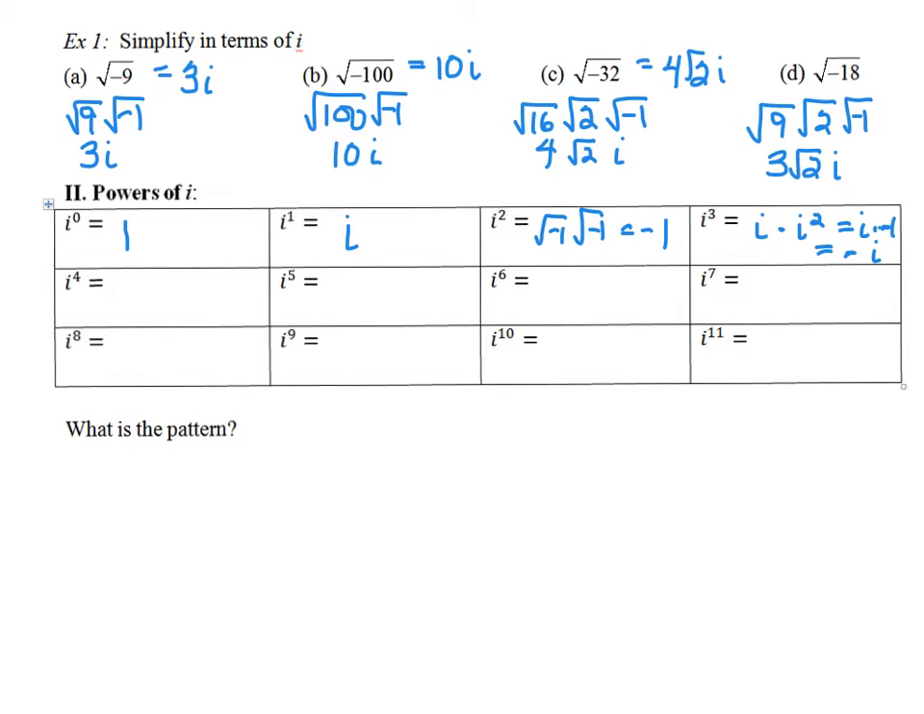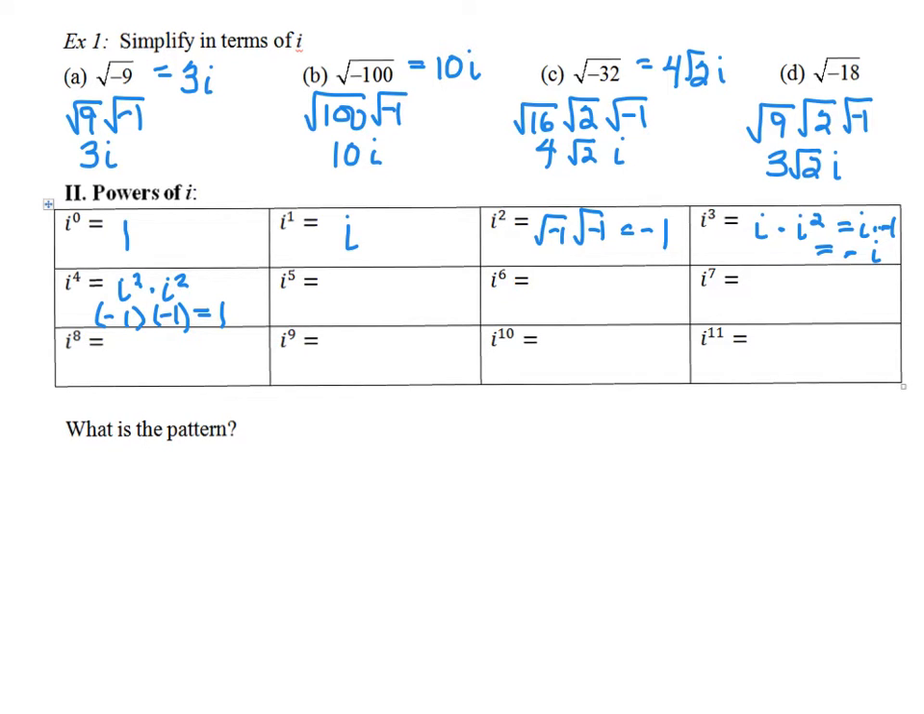For i to the fourth power, there's several ways that I can do that. I can either say i to the first times i to the third, or I can write it as i to the second times i to the second. Either one is going to give me exactly the same answer, and you might want to pause the video and try it either way and see what answer you get. i to the second is just negative 1, so I'll have negative 1 times negative 1, and that answer turns out to be positive 1.